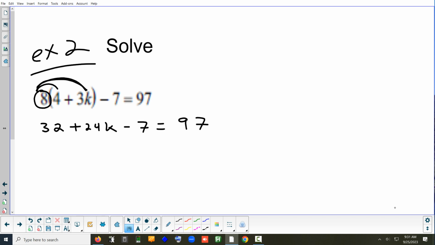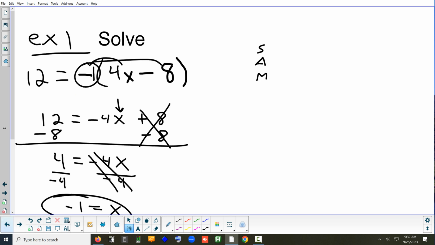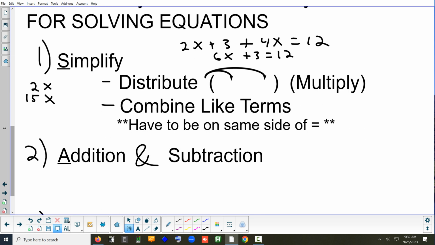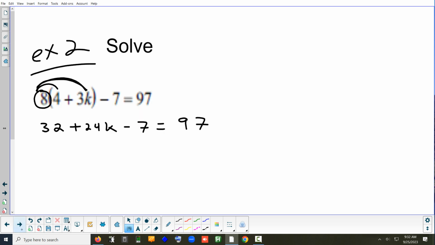All right, so let's take a look at this one. After you do distributive property, the next step is to combine like terms. Now remember, combine like terms doesn't mean you're moving things from side to side. When you move things from side to side, that's when you do the opposite operation. But combining like terms, you're just combining things on the same side. So you're not doing the opposite. Here, you've got a positive 32, you've got a negative 7, and you're just going to combine them together. You don't do the opposite. So what do you get if you take 32 and combine it with a negative 7?